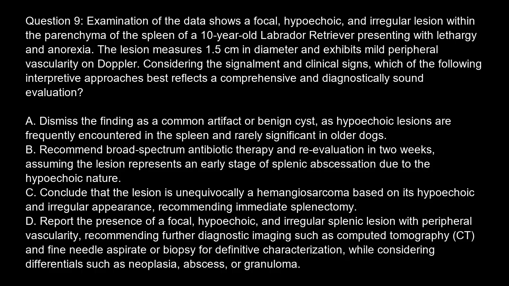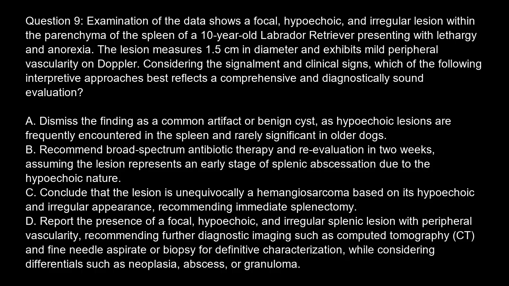Option A. Dismiss the finding as a common artifact or benign cyst, as hypoechoic lesions are frequently encountered in the spleen and rarely significant in older dogs. Option B. Recommend broad-spectrum antibiotic therapy and reevaluation in 2 weeks, assuming the lesion represents an early stage of splenic abscessation due to the hypoechoic nature. Option C. Conclude that the lesion is unequivocally a hemangiosarcoma based on its hypoechoic and irregular appearance, recommending immediate splenectomy.